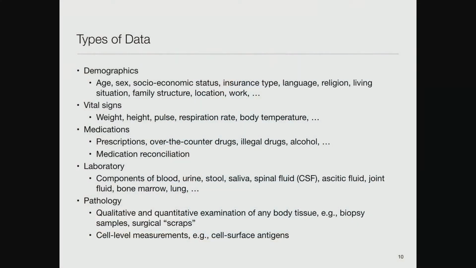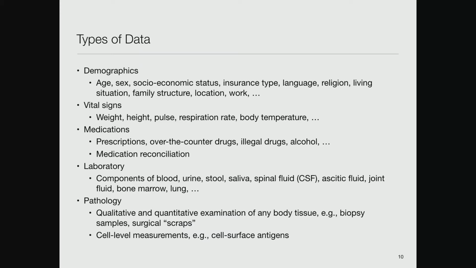Okay, then lab tests. So this is the things that you imagine that we do a lot of. And these are components of the blood and the urine mainly, but also of the stool, saliva, spinal fluid, fluid taken off the belly, joint fluid, bone marrow, stuff coming out of your lungs. It's all, anything, right? And any place where you can produce some specimen, they can send it to a lab and measure things in it. And they measure lots and lots of different kinds of things. And these are often useful.